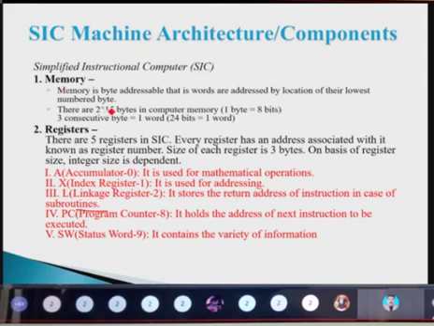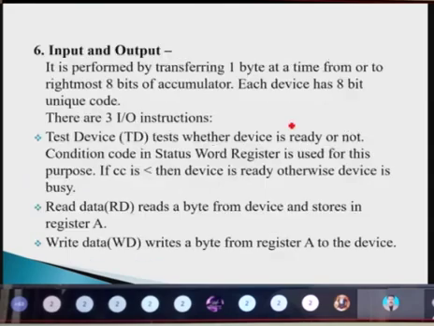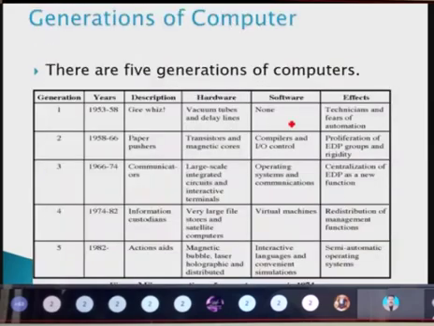So how will memory be calculated? First of all, what is memory? It's byte addressable, that is words are addressed by the location of the lowest numbered byte. So 2 power 15 bytes in computer memory, in the sense 1 byte equals 8 bits. So 3 consecutive bytes make 1 word, so 24 bits equal 1 word. Okay, so the status word register. So these are the representations, how it is represented for each one they are giving.